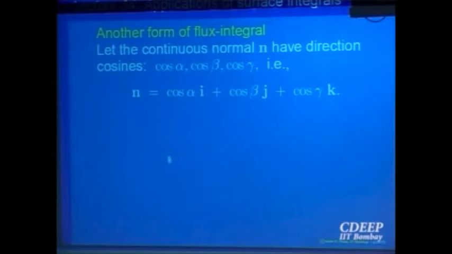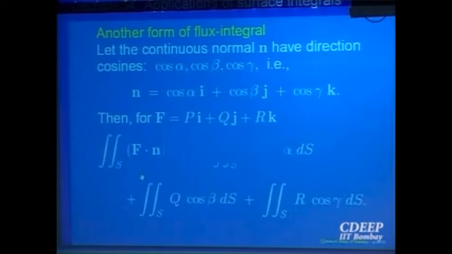So if these are the direction cosines, n is equal to this. So what is f dot n? Let us write the vector form of it. F is equal to pi plus qj plus rk. So f dot n will be a scalar field. So it is p cos alpha plus q cos beta plus r cos gamma ds, right? You can write it as three different integrals: p cos alpha ds plus q cos beta ds plus r cos gamma ds, right? That is when f is written in the form of components and direction cosines.